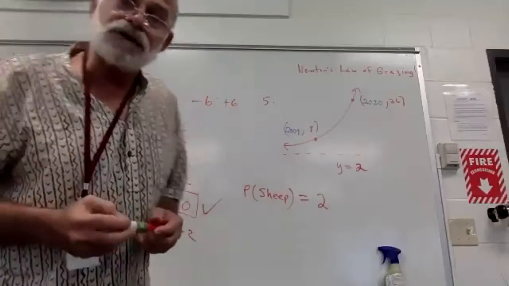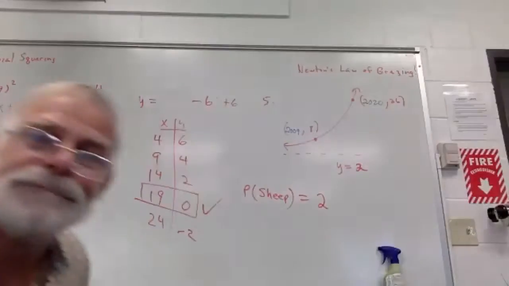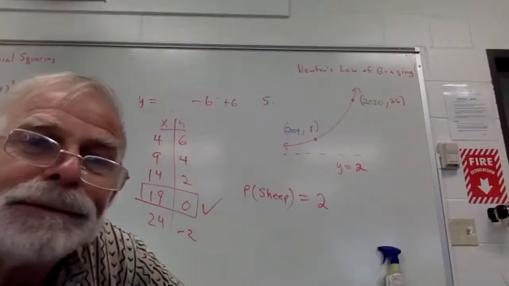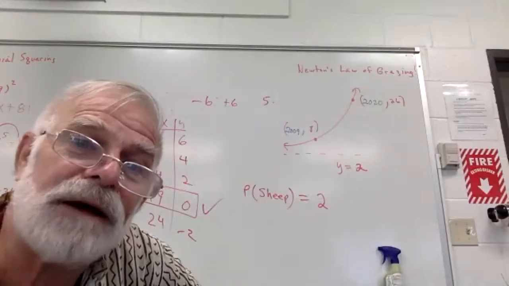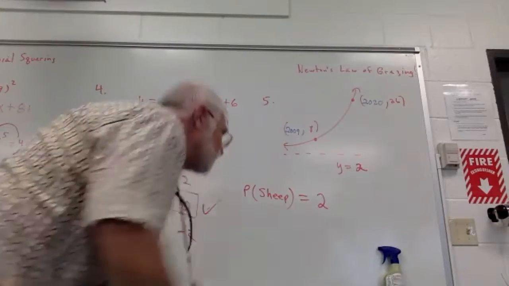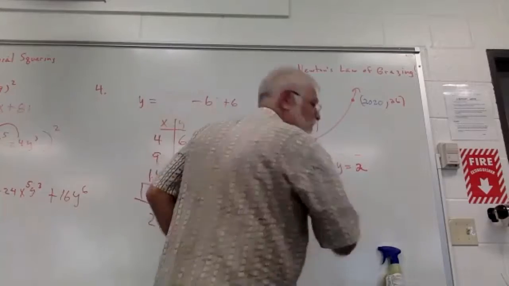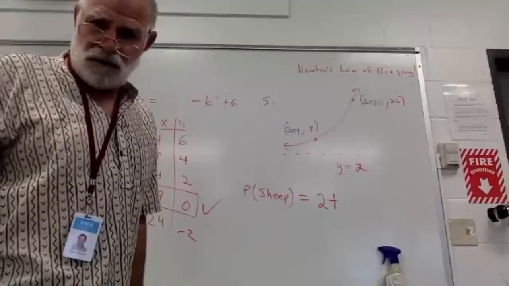Because if we didn't start with those 2, just like Adam and Eve, nobody's here. Gotta have 2 sheep. And then the population did what? Up arrow or down arrow? Up, yeah, it grows. But instead of arrows, we'll go with a plus sign. Right? And how much did our sheep population grow?